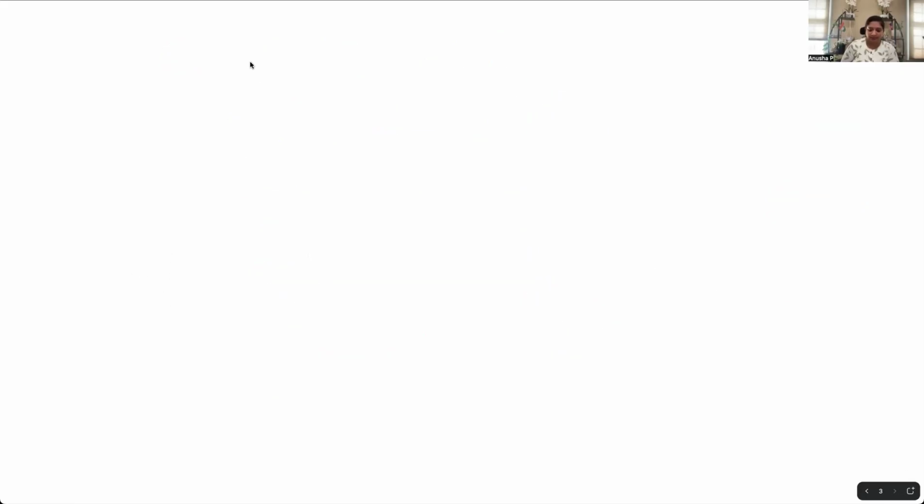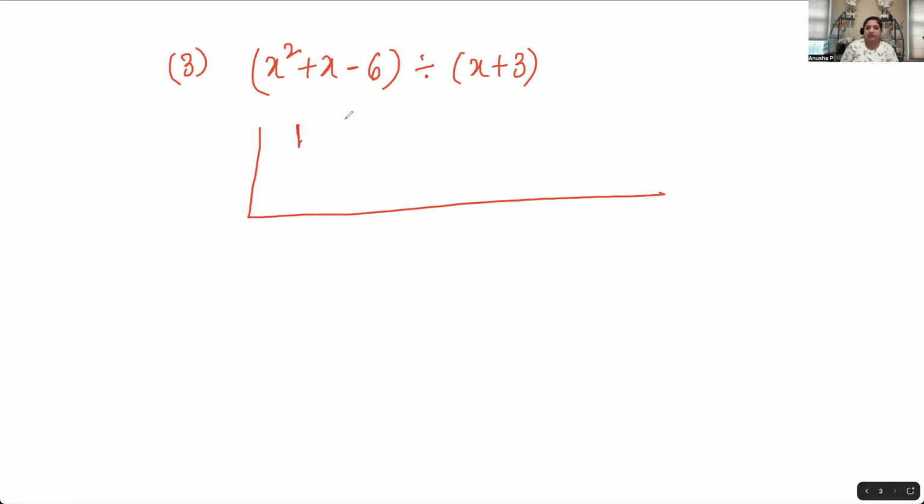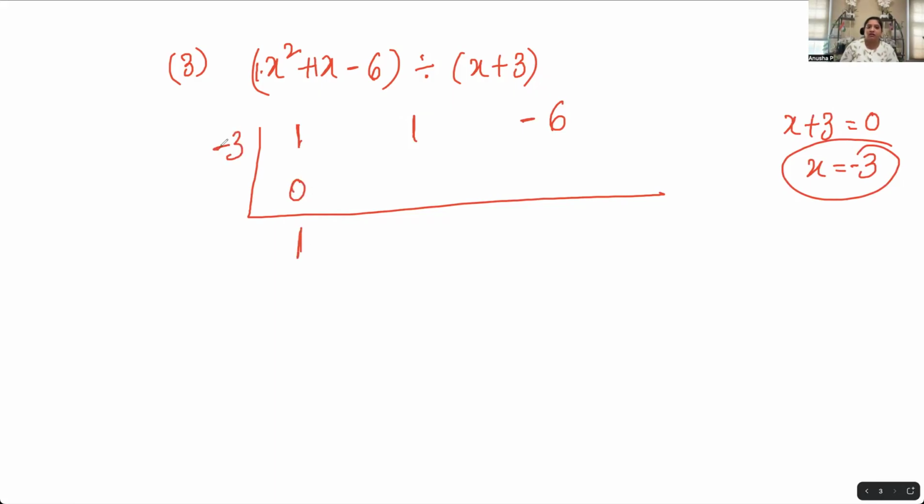Coming to the third example now. X square plus x minus 6, and we are dividing it by x plus 3. Okay. X square plus x minus 6 divided by x plus 3. So what you'll do, 1, 1 and minus 6, because we are taking the leading coefficients, 1, 1 and minus 6. Again, x plus 3 equal to 0, x will be minus 3. Doing with minus 3.